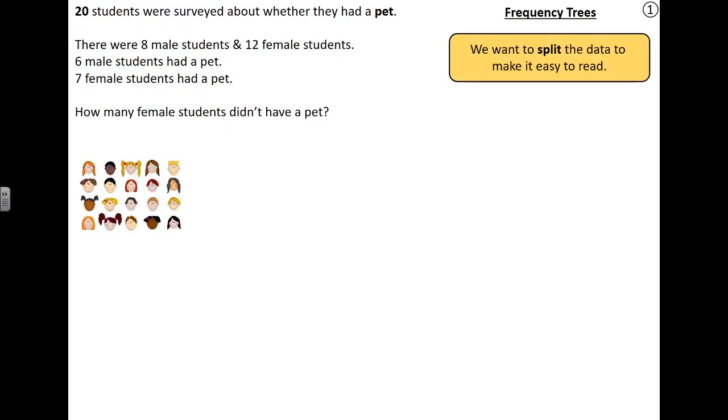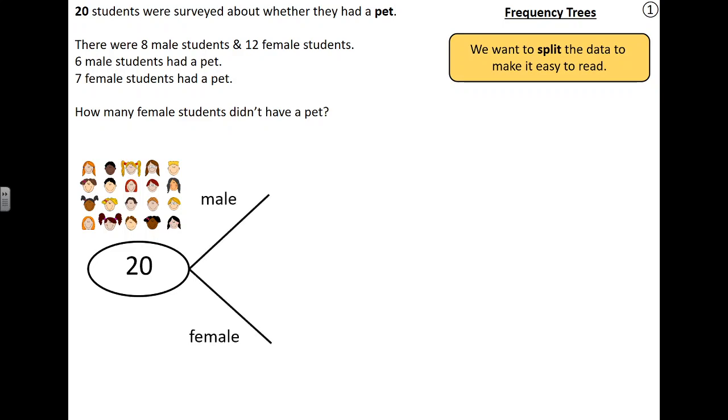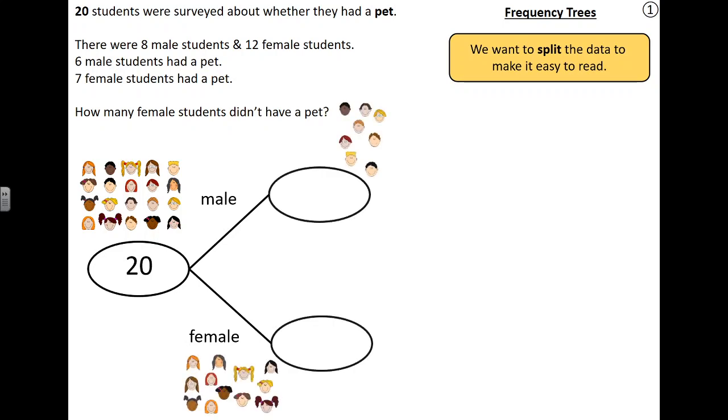Right, so first of all, you always start with a starting population. That's how many people or things there are all together. And then we have a look at what we can split these branches into. So our population, everybody surveyed, were either male or female. And we've got some information about the numbers that go with those. So we know that there were 8 male and 12 female. Okay, and they were asked whether they had a pet, and they either did or they didn't have a pet.